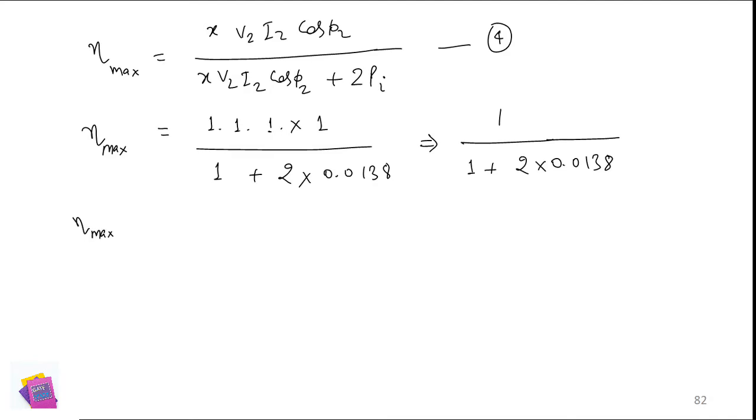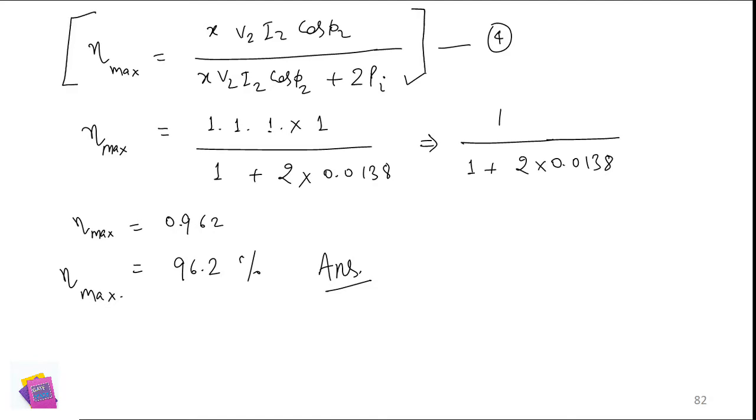You will get eta max equal to this one, 0.962. In percentage, you will get 96.2% maximum efficiency at unity PF load and full load. Okay, so this is your answer. You have to keep this formula in mind, eta max equal to 1 divided by 1 plus 2PI.